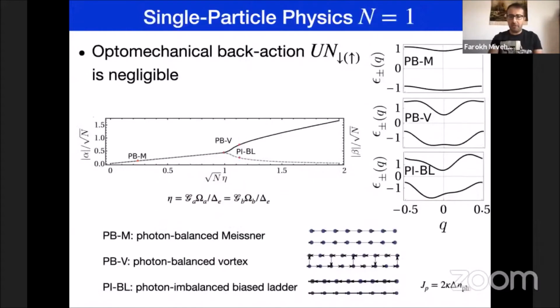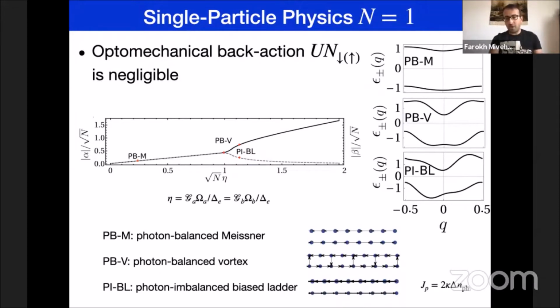First, we explored the single particle physics where N is 1. The total number is such that we have only one particle in the whole system. In this case, this optomechanical back action is quite small, and one can ignore it and basically reach the static gauge potential limit. We identified three different phases based on the single particle energy dispersions and the corresponding atomic currents. If we have a single minimum in the energy band, we identify this with the photon-balanced Meissner state.